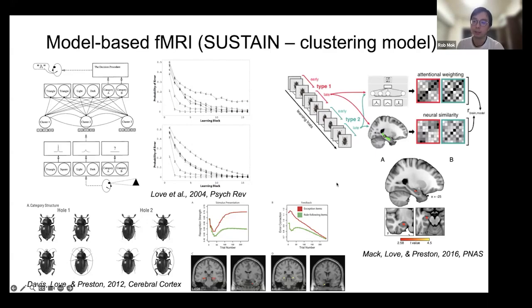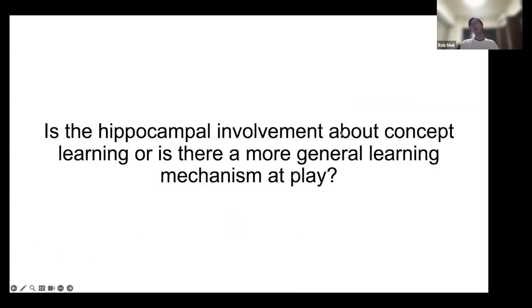And here you see that it's a similar sort of different paradigm, and you find a similar anterior hippocampal activation. And it's not just this group, but other groups have also found similar things related to learning in the hippocampus. So one question is, is hippocampal involvement about concept learning, or is there actually more general learning?